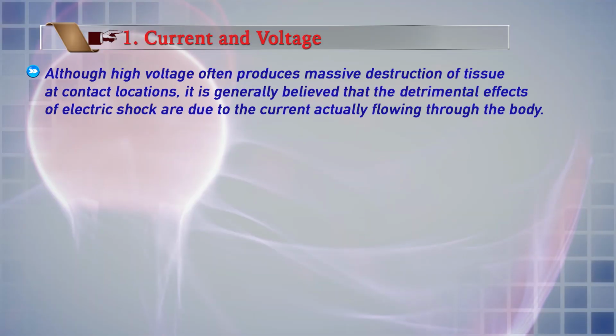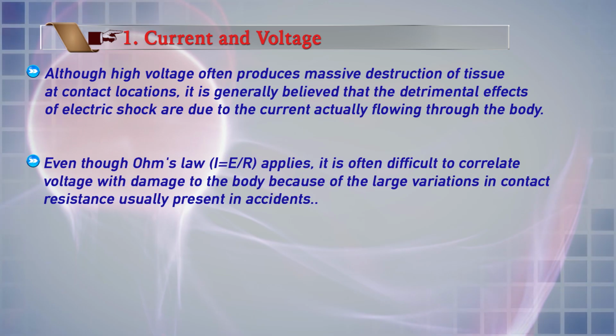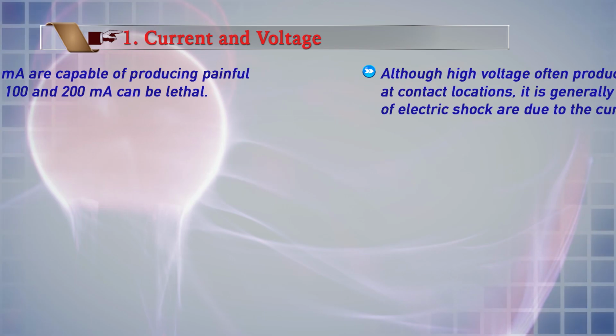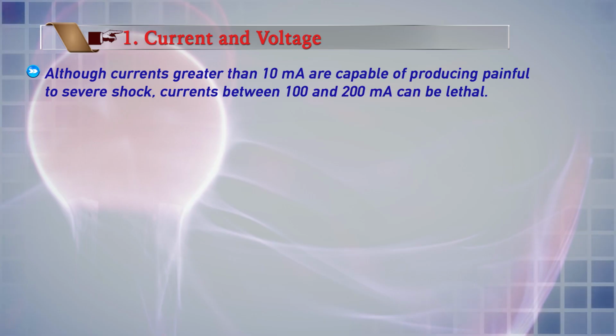So first effect that we are going to discuss, the effect of current and voltage. Although high voltage often produces massive destruction of tissues at the contact location, it is generally believed that the detrimental effects of electrical shock are due to current actually flowing through the body. Even though Ohm's law applies, it is often difficult to correlate voltage with damage to the body because of large variation in the contact resistance usually present in accidents. Although currents greater than 10 milliampere are capable of producing painful to severe shock, currents between 100 and 200 milliampere can be lethal.